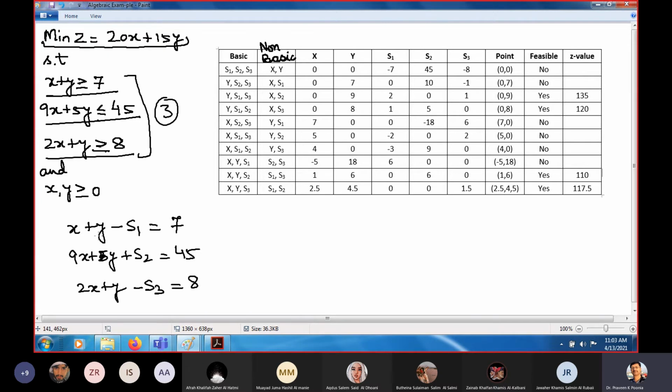So dear friends, x plus y minus s1 is equal to the constant, because greater than gets minus, less than gets plus, greater than gets minus. So this is surplus variable, slack variable, surplus variable. Now how many variables? Number of variables is equal to 5: X, Y, S1, S2, S3. 5 variables are there. And the number of equations, how many?